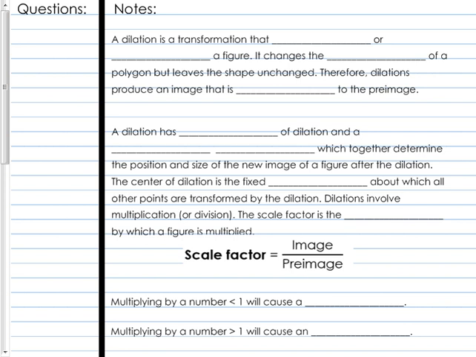A dilation is a transformation that stretches or shrinks a figure. So it stretches it, makes it larger, enlarges it, or shrinks, reduces it, makes it smaller. It changes the size of a polygon, but leaves the shape unchanged. So it may get larger or smaller, but it'll still stay the same shape. Therefore, dilations produce an image that is similar to the pre-image. It will not be congruent, but they will be similar.